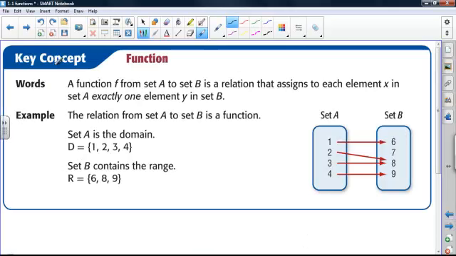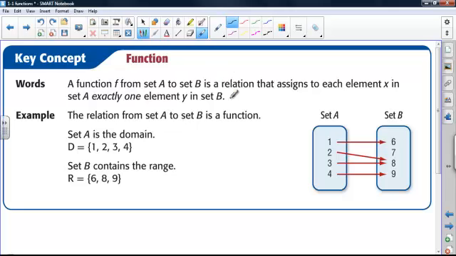Next, we're going to talk about the actual key concept of a function. A function F from set A to set B is a relation that assigns to each element X in set A exactly one element Y in set B. Okay, so what does this mean? Oh my gosh, I read this and what's going on?